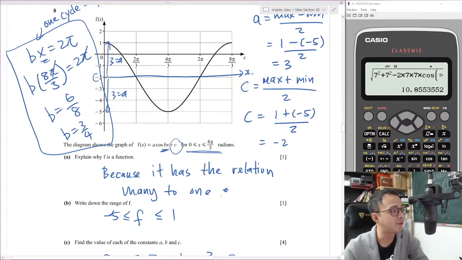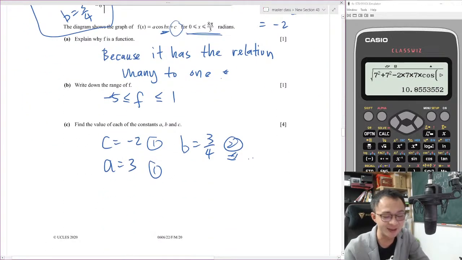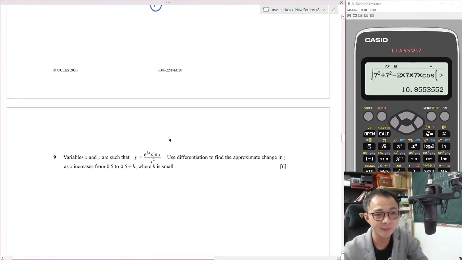Yup. Whatever I say is correct. I checked the marking scheme already.